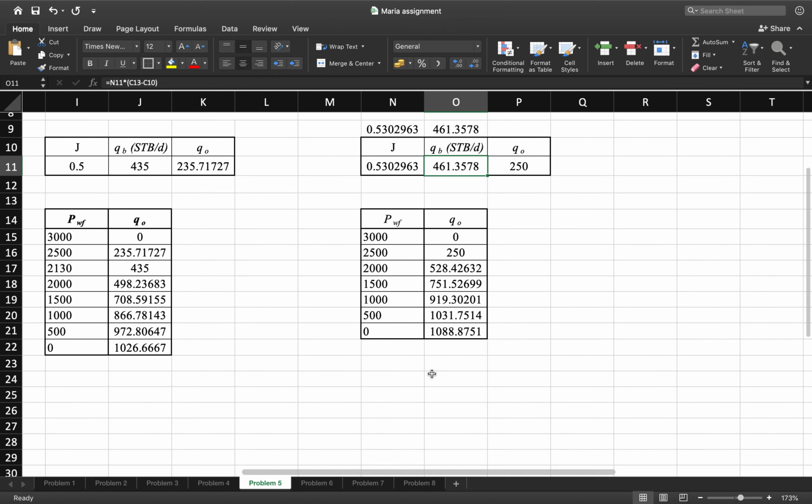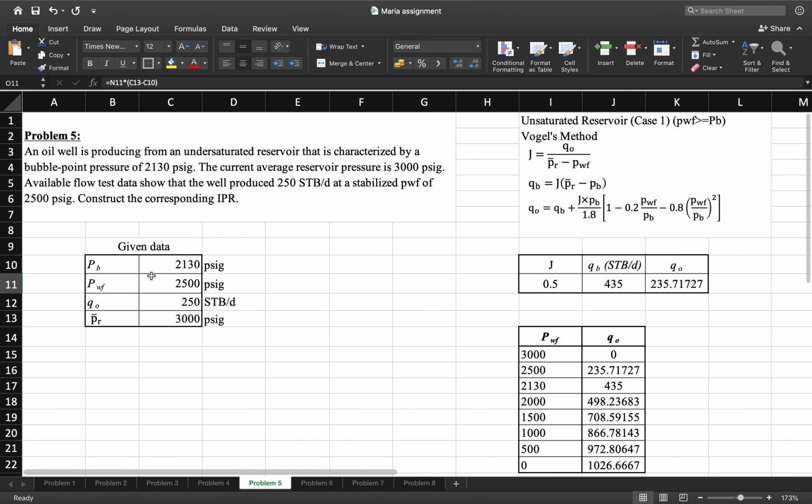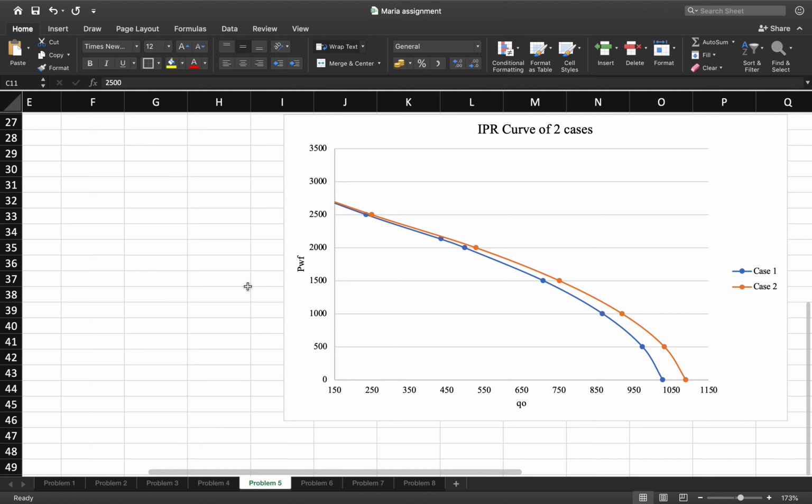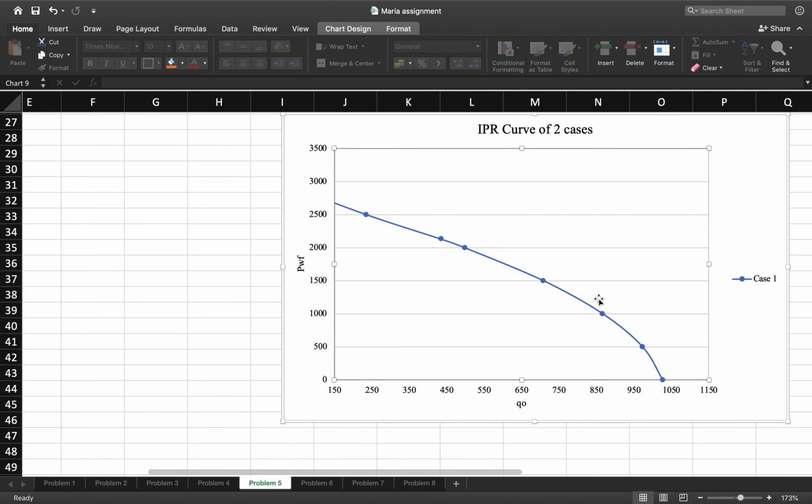I have the survey here, but in this one, in the given data, they already give you that the bottom hole pressure, 2500, is larger than 2130. So in this one, you just have one curve. So I will delete this one. Just one case.